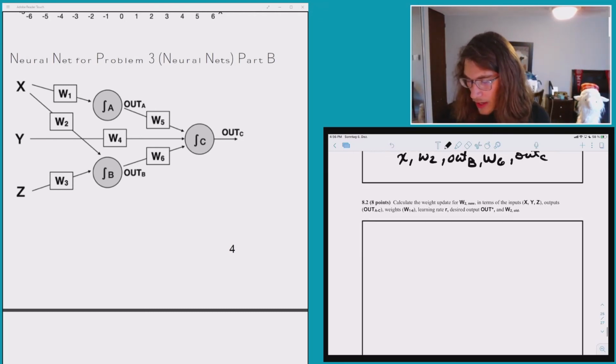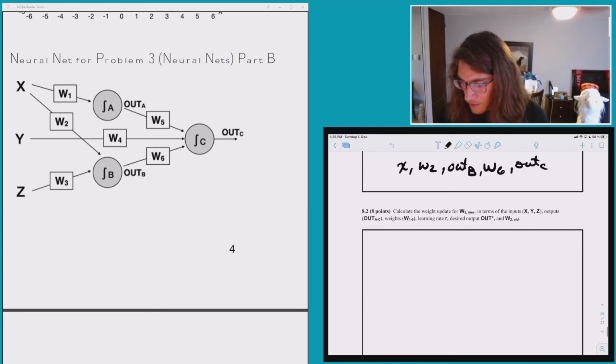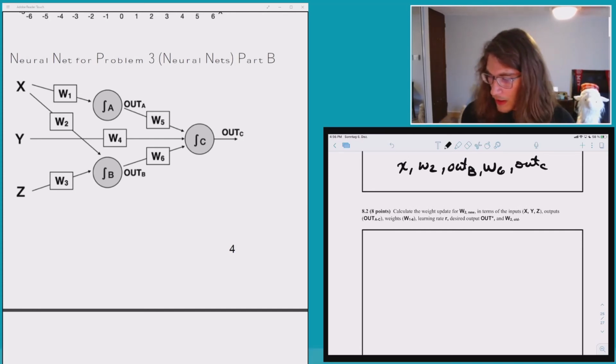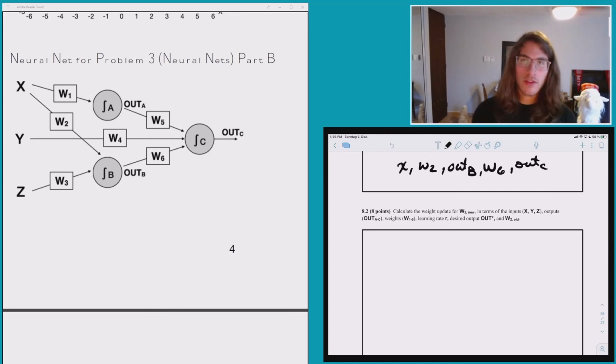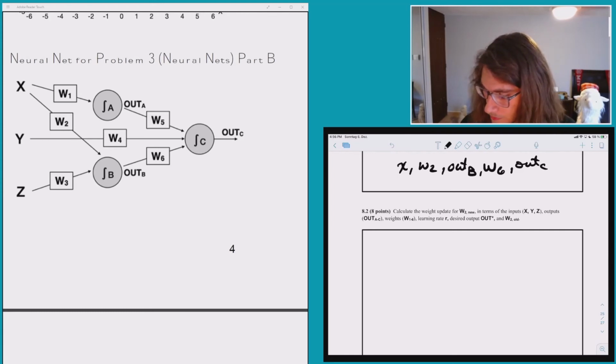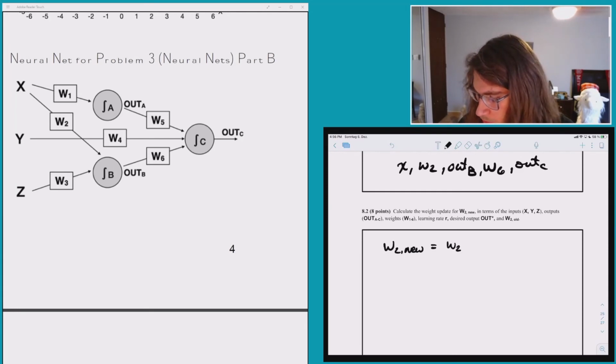And now we're actually asked to calculate this. And so this is going to be a combination of using the formulas that are in the neural networks recitation handout, and are in the recitation itself. So I'm just going to mechanically move through how I would go about putting together the equation. So I know W2 new is equal to W2 old.